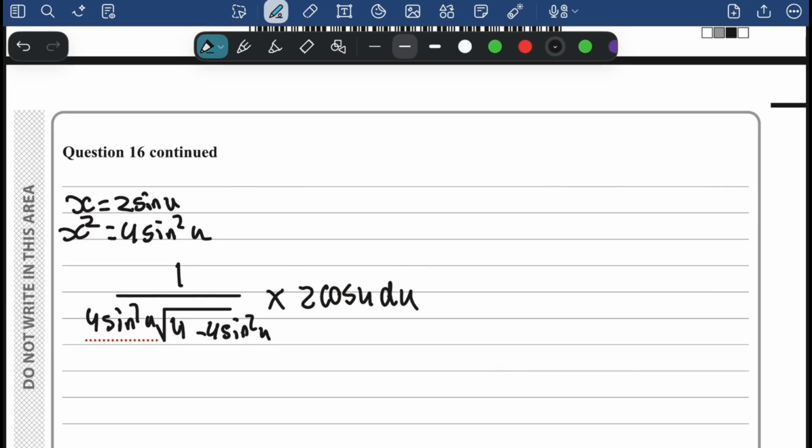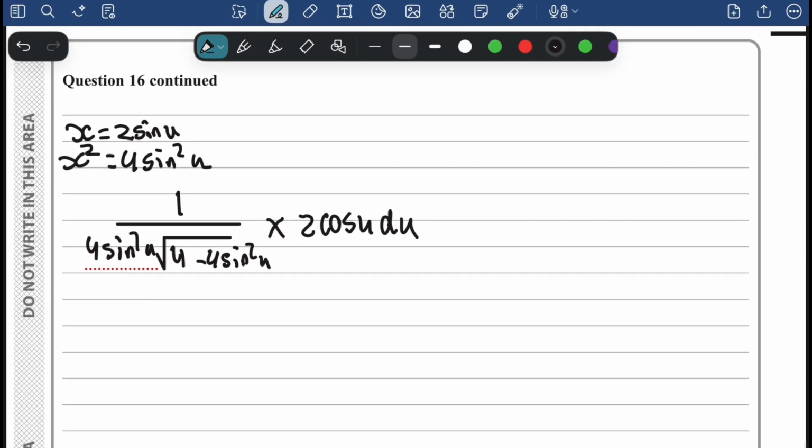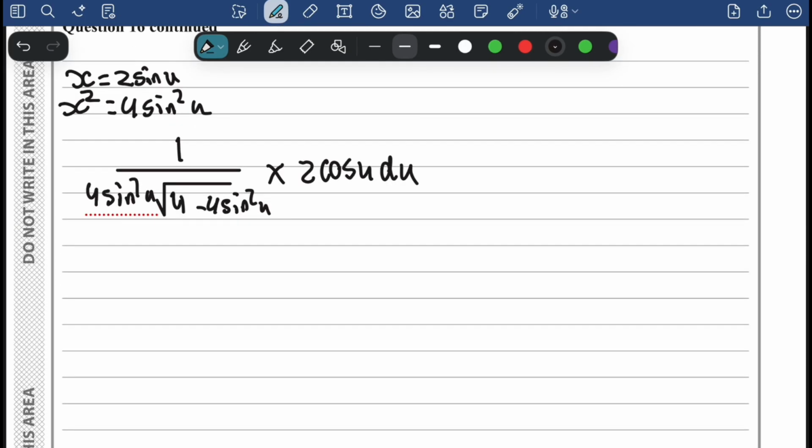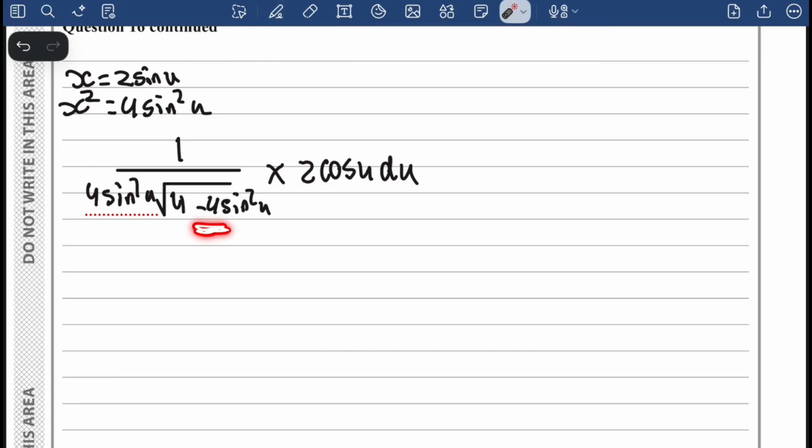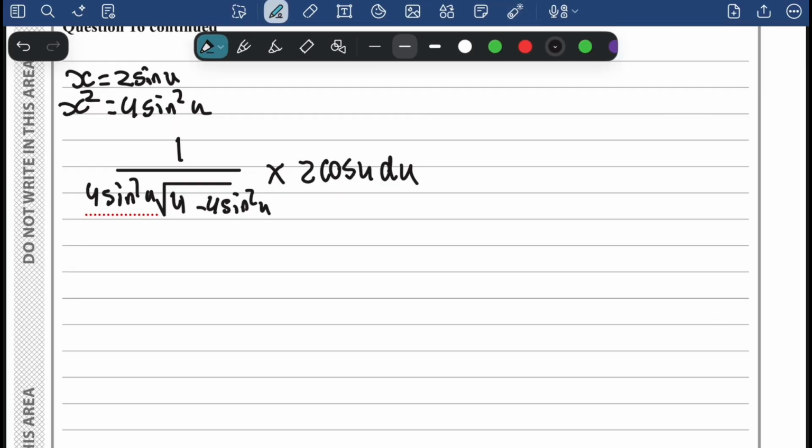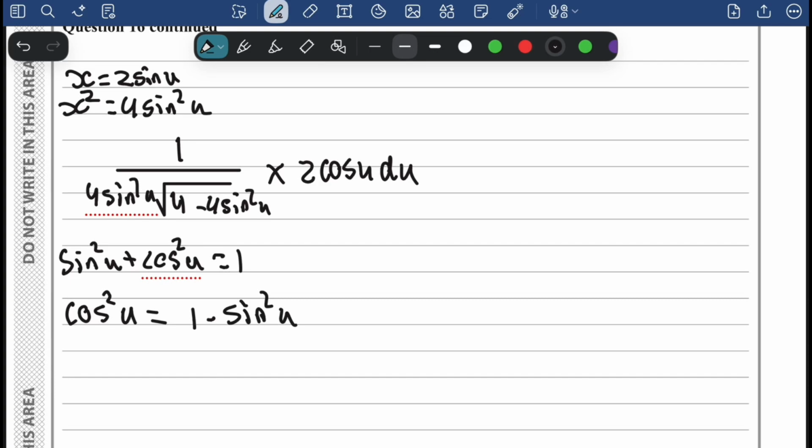And now we need to try and think of a way to simplify this, right? Well, we can notice that this 4 minus 4 sine squared u here kind of looks like sine squared u plus cos squared u equals 1, but rearranged. So we can just say that cos squared u equals 1 minus sine squared u. The only difference is now it's been square rooted and multiplied by 4, right?